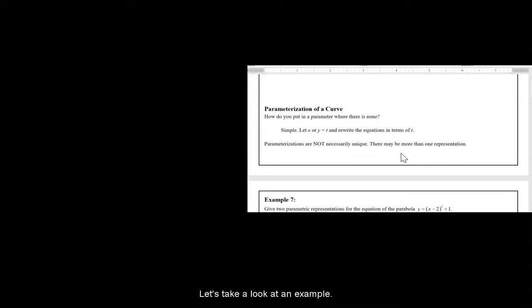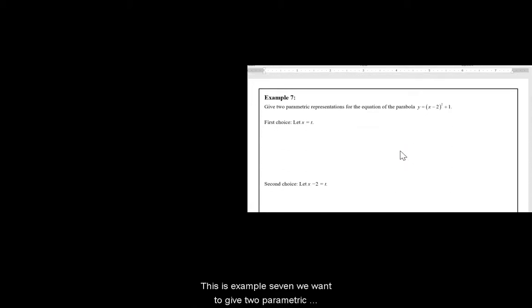Let's take a look at an example. This is example 7. We want to give two parametric representations for the equation of this parabola. This parabola has a vertex at 2, 1. It opens up because the leading coefficient is positive. What is our first choice? Well, the easiest way to create a parameter is simply to let x be t and rewrite the two equations.